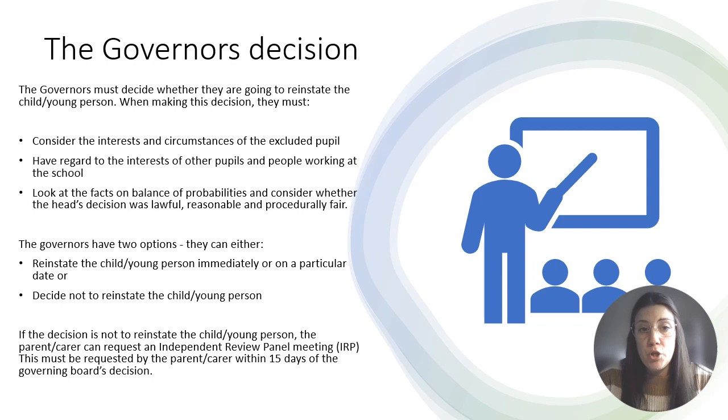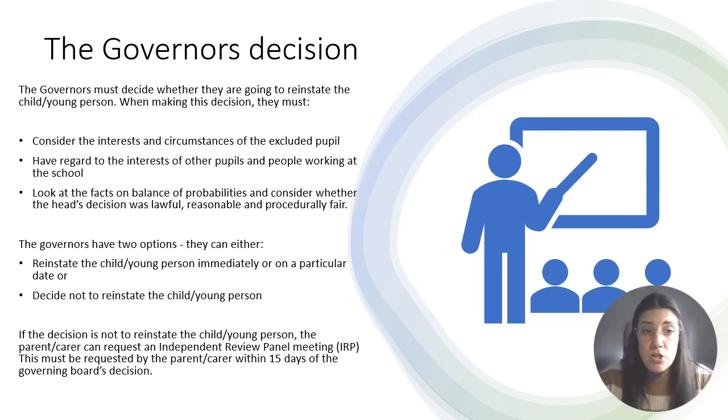The governors have two options. They can either reinstate the child or young person immediately or on a particular date, or they can decide to not reinstate the child or young person. The reason that sometimes it might not be immediately is that if it's decided that the child or young person is going to be reinstated, but they just need to get some more support in place before that happens, then sometimes they reinstate the pupil from a particular date.